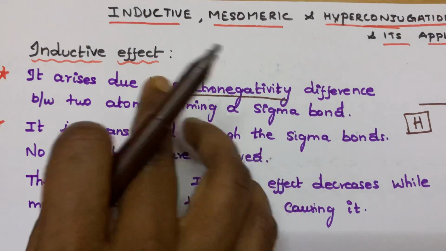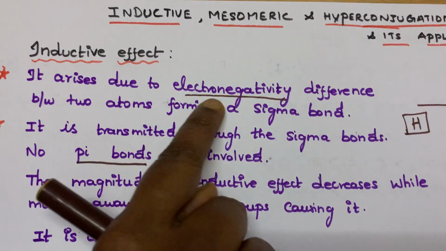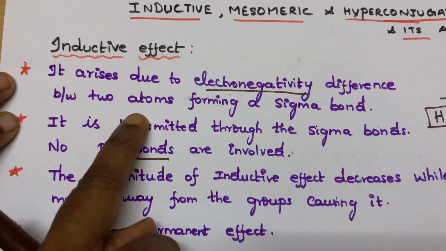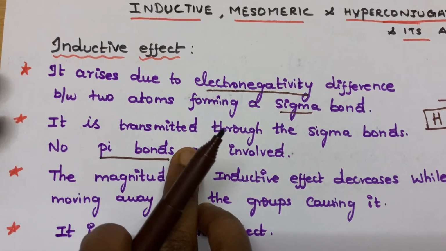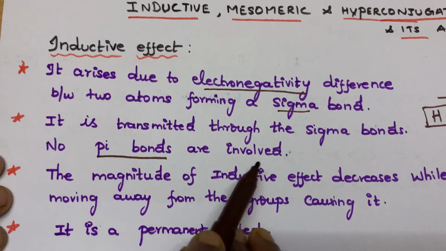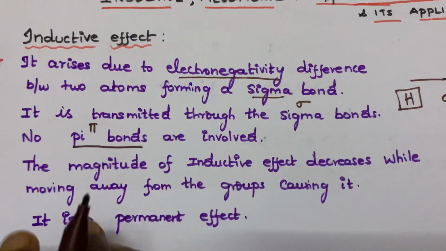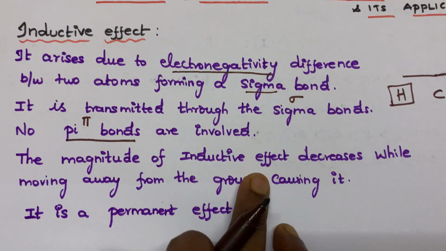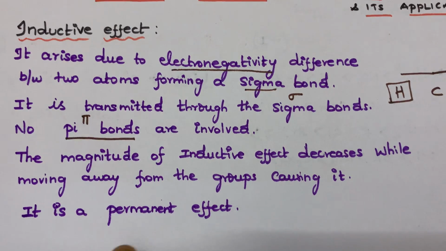This is very easy, and you have to apply only your logical thinking. Okay, so inductive effect. First, I will read out, then I will explain. It arises due to the electronegativity difference between two atoms forming a sigma bond. This is a very important point: it is transmitted through the sigma bond and not through the pi bonds. Pi bonds are not at all involved. Pi means here, sigma means here. The magnitude of the inductive effect decreases while moving away from the group causing it, and it is a permanent effect.